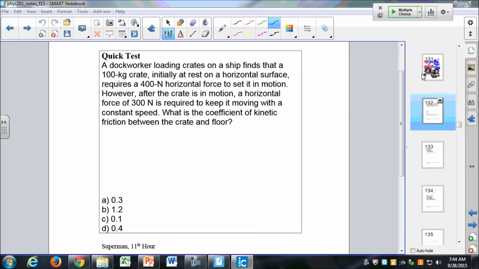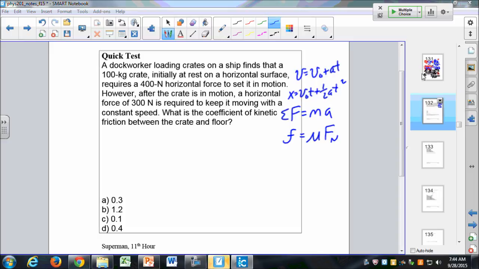Remember, guys, you have 4 equations that you really need to know for this test. Let me just remind you what they are. You have our kinematics equations, v equals v naught plus at. You have x equals v naught t plus 1/2 at squared. Those 2 kinematics equations, plus the 2 kinematics equations applied to the x and y directions in projectile motion. And then you have our Newton's second law, sum of the forces equals ma. And then we have our frictional formula, that it is equal to mu times normal force. And this applies to static and kinetic, but it's the same, you just put a subscript.